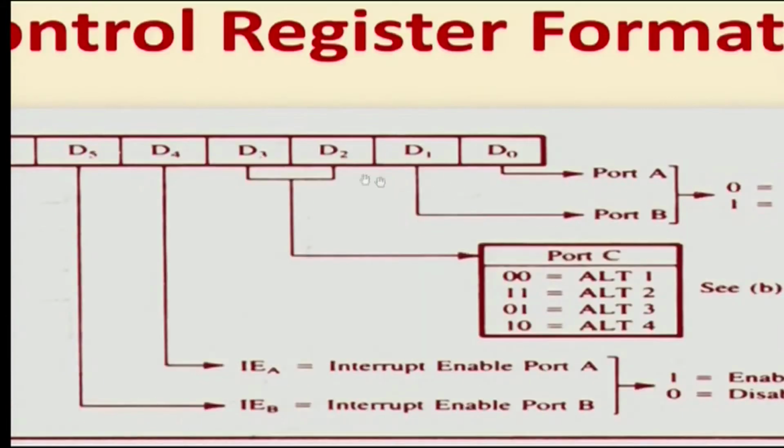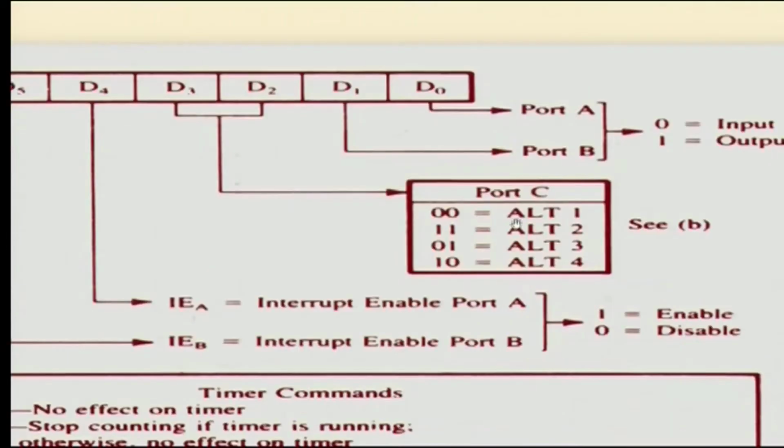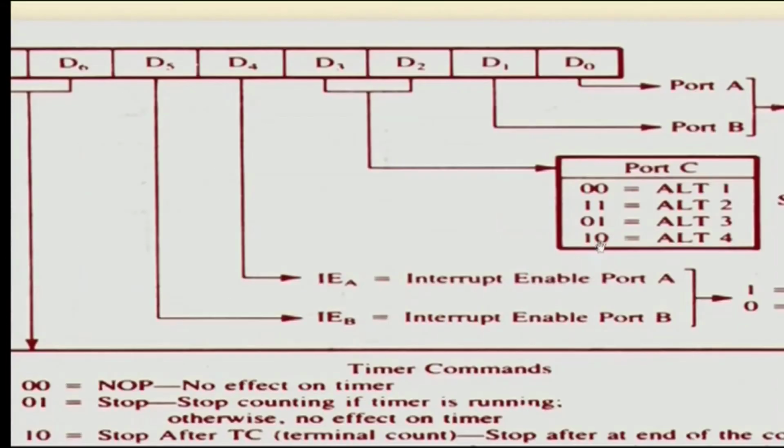Then the next 2 bits, D2 and D3, are reserved for the selection of port C. Port C has only 6 signals, and the 6 signals will be used differently. When 0 0 it will select alt 1, 1 1 alt 2, 0 1 is alt 3, 1 0 is alt 4. These 4 are used in the different modes of operations, whether a simple input or simple output, or it can be used as handshake signals. That will be discussed clearly in the coming slides.